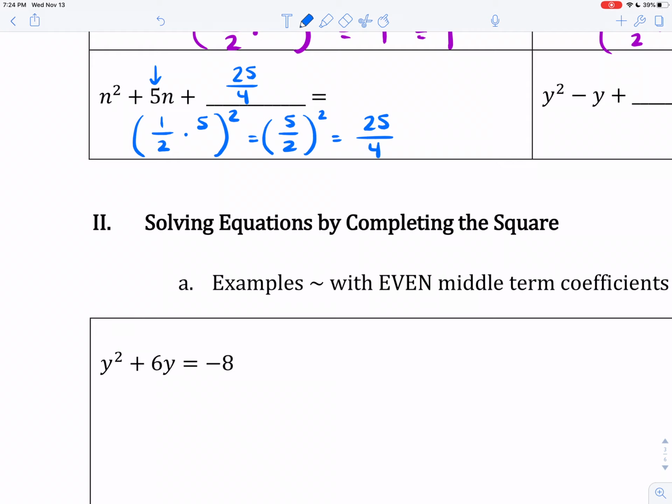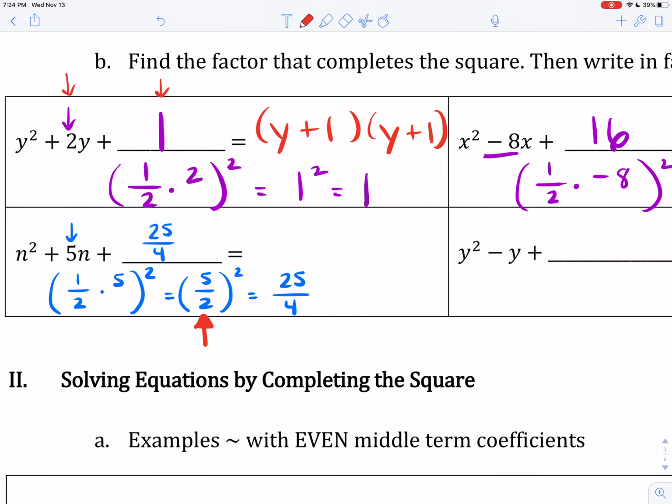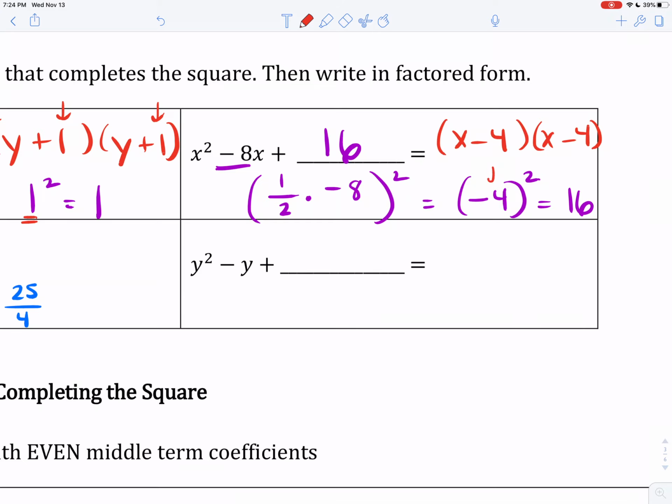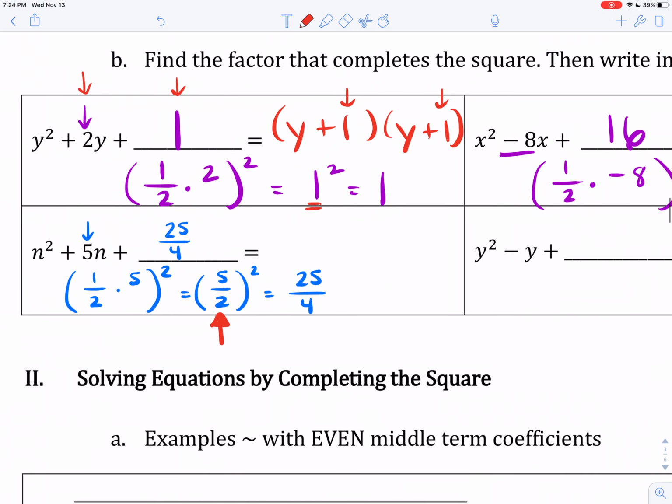Now, sometimes when you end up with fractions, it's not quite as easy to see the factors in that perfect square. So what you can remember is that when you factor, the number that's used in your factor is always going to be this 1/2 of b. Whatever you squared, you can see that up here, right? So what I ended up squaring was 1, and that's what was included in my factor. What I ended up squaring over here was negative 4, and that's what was included in my factor. So over here, if what I'm squaring is 5 halves, then I know this is going to factor into x plus 5 halves times x plus 5 halves.